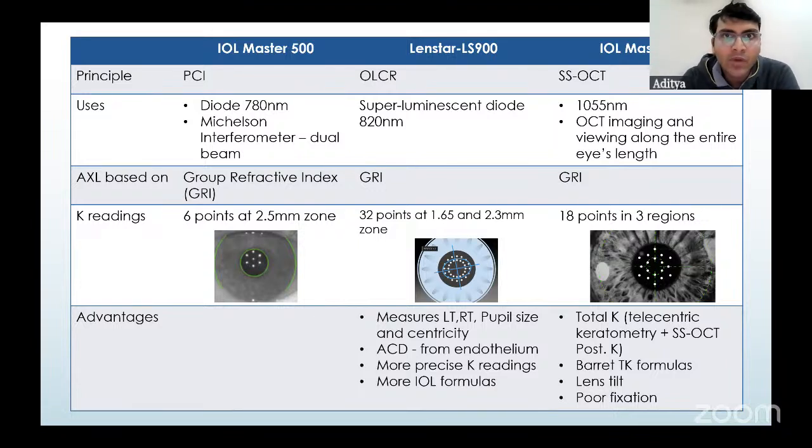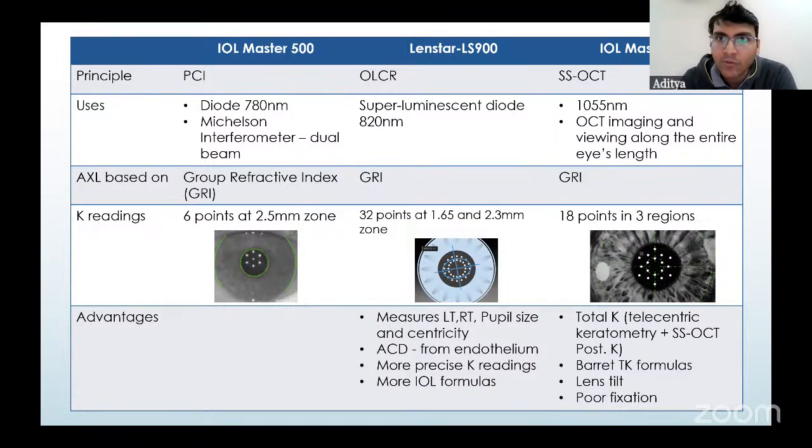So the advantages of Lenstar LS 900 over IOL Master 500 are that it measures more precise K reading, and it measures additional parameters like lens thickness, retinal thickness, pupil size, and centricity. So it is incorporated with more IOL formulas and more recent formulas.